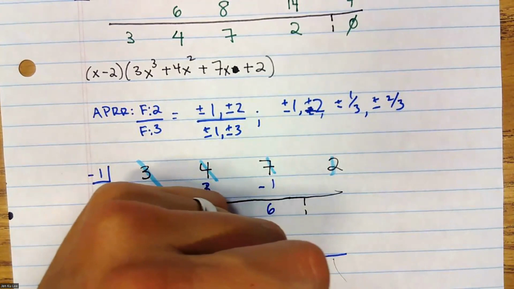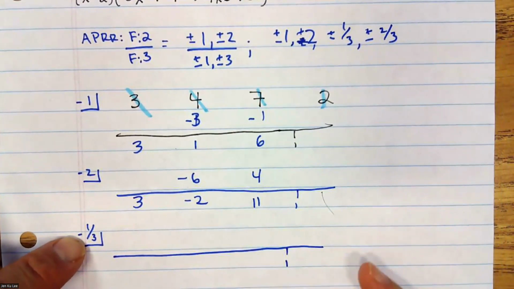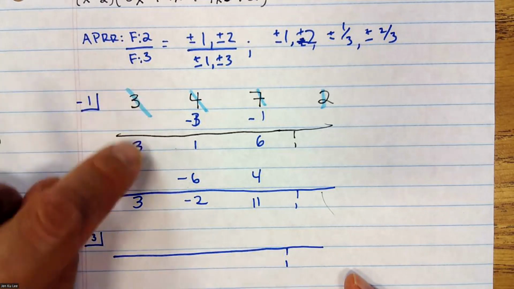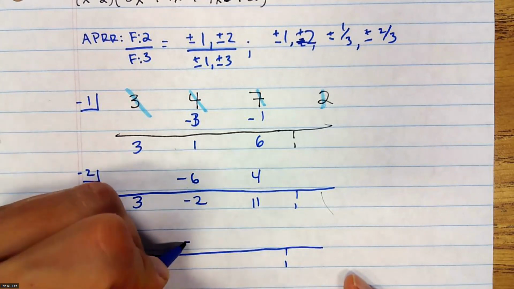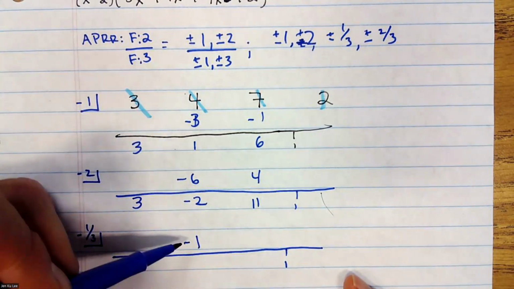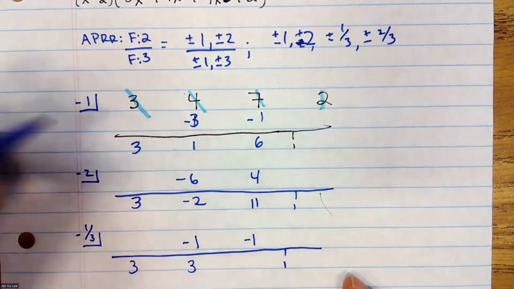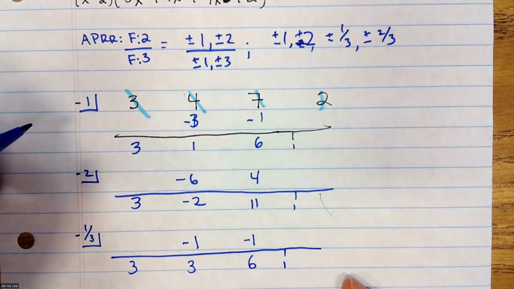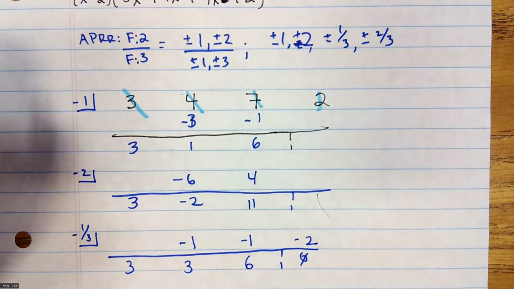Okay. -1/3. Let's try that. Remember with 1/3, we want multiples of 3 here. So this 3 would drop down. 3 times -1/3 is -1. 4 minus 1, that is 3. Again, I have a -1. I'm going to have 6. -1/3 times 6, that would be -2. And then we get a remainder of 0.